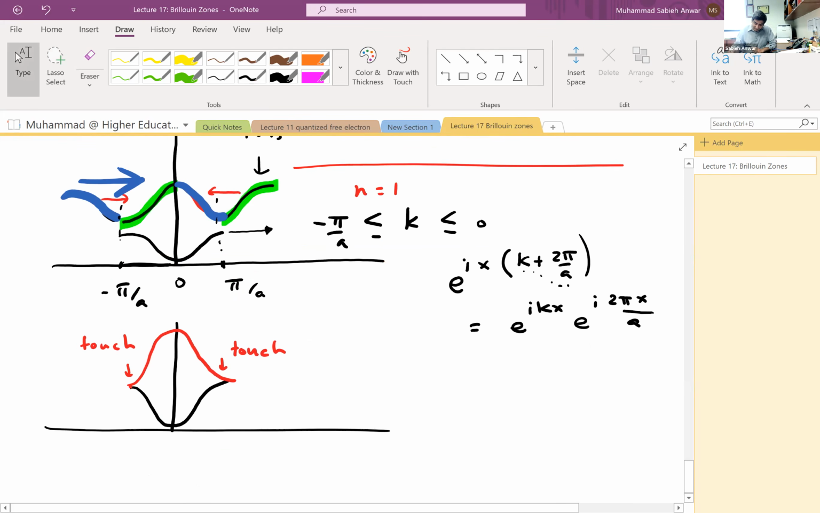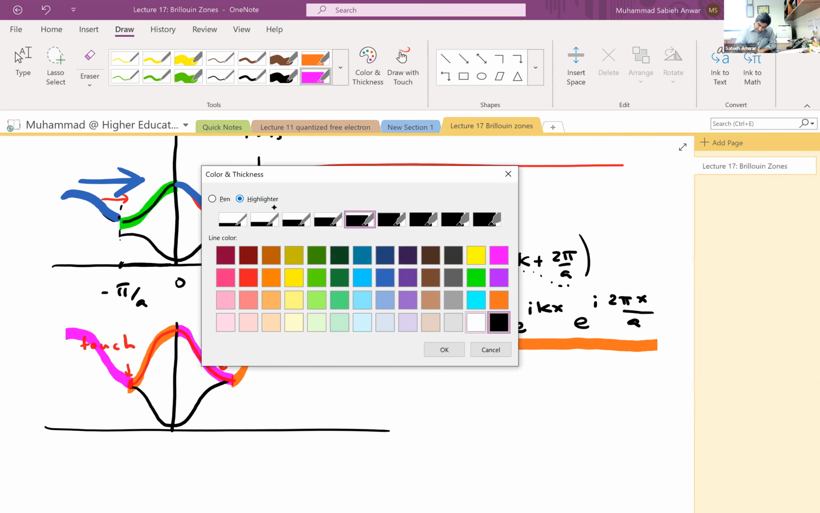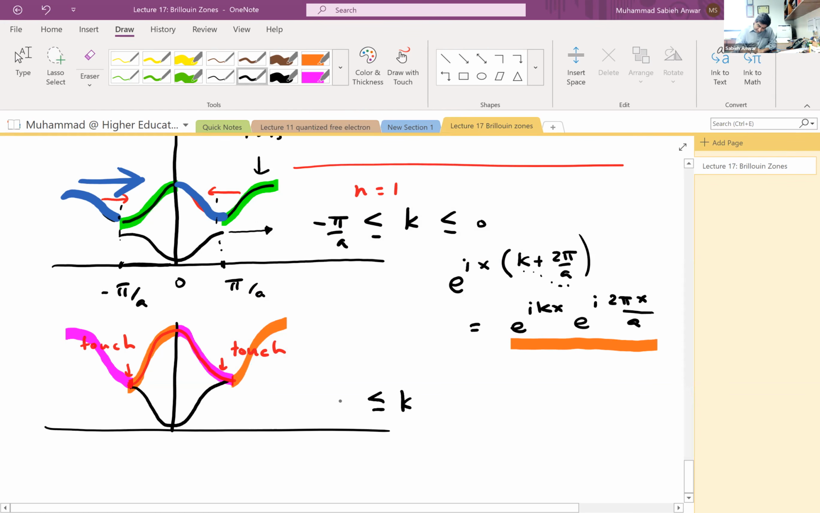So the wave function in this region is given by this, and it's identical to the wave function in this region. Likewise, the wave function here is going to be identical to the wave function here. And what is this wave function? This wave function, as you can immediately tell, is defined in the region from 0 to pi by a. The wave function is given by e^{ikx}.